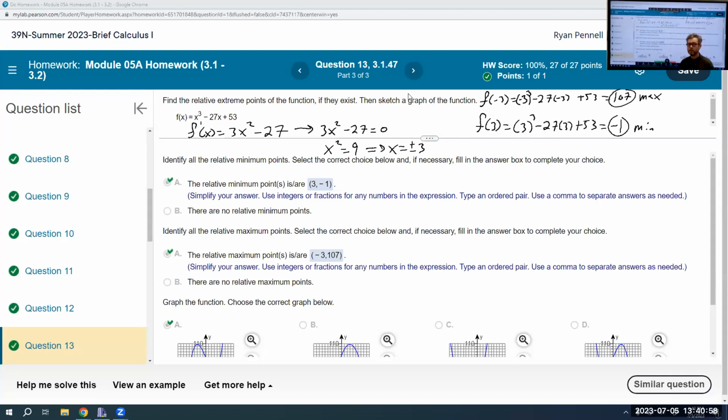Took the derivative, set the first derivative equal to 0, solve for x, plug those x's into the original function. That tells you the values. Whichever one's bigger, that's the maximum. Whichever one's smaller, that's the minimum.